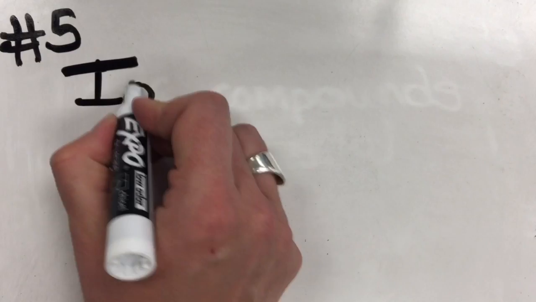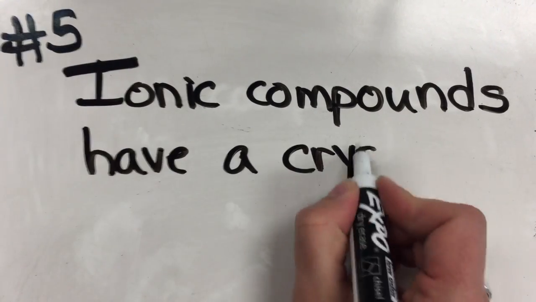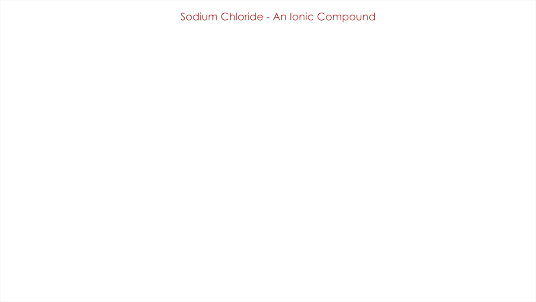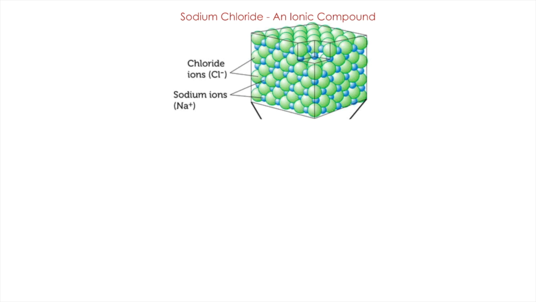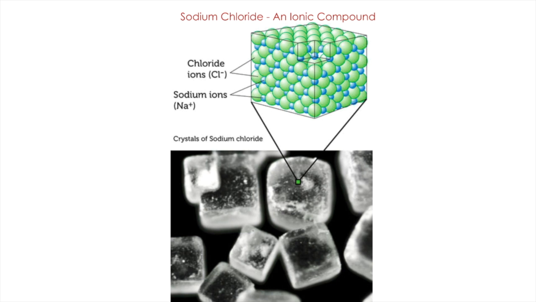The last property is that ionic compounds have a crystal shape. Sodium chloride is an ionic compound. This is an example of an ionic lattice of sodium chloride, which is also known as salt. When you look at salt under a microscope, you can clearly see its crystalline shape.